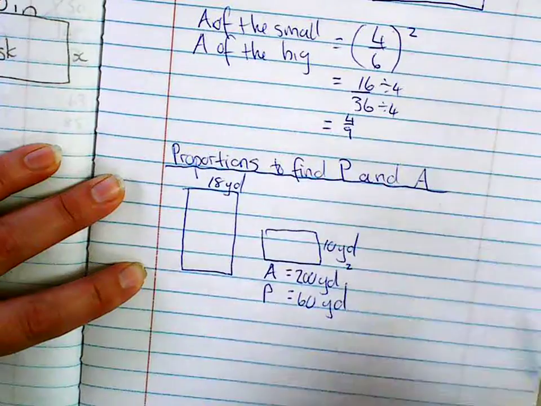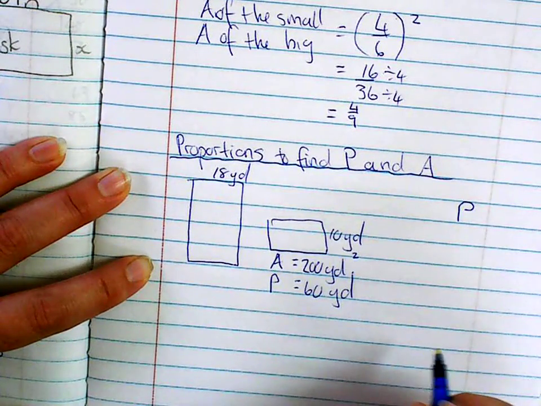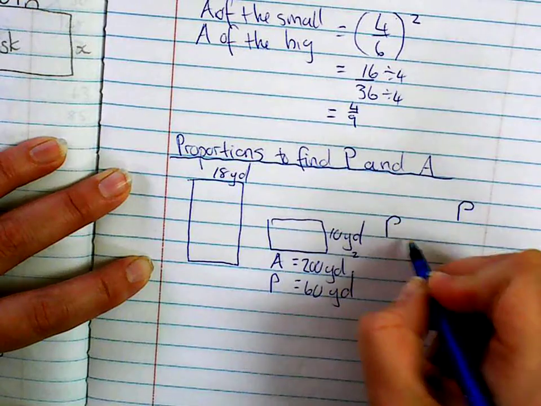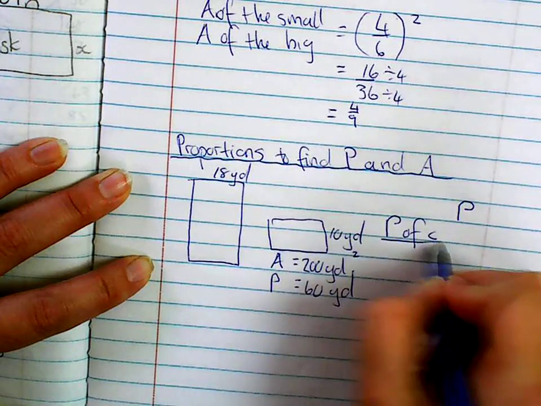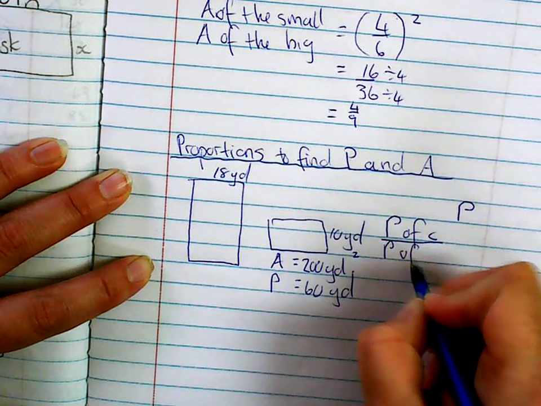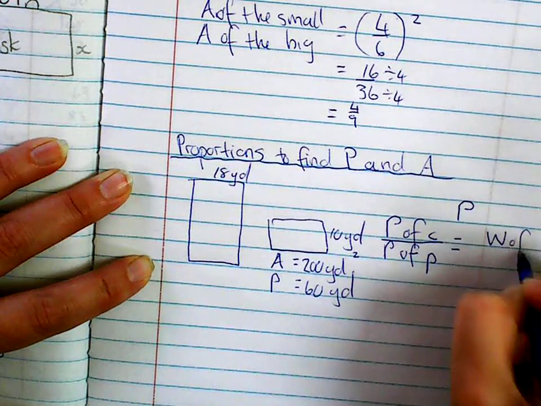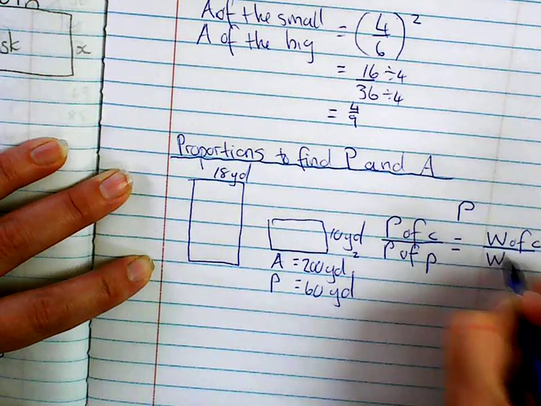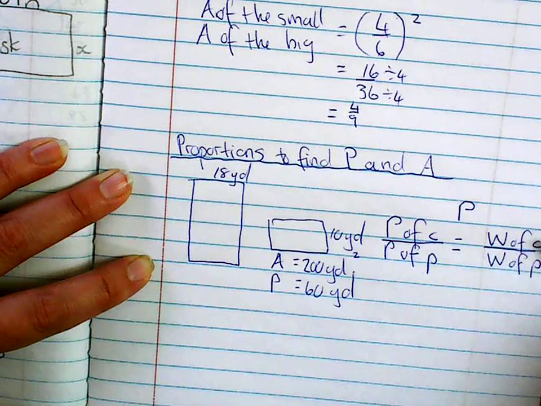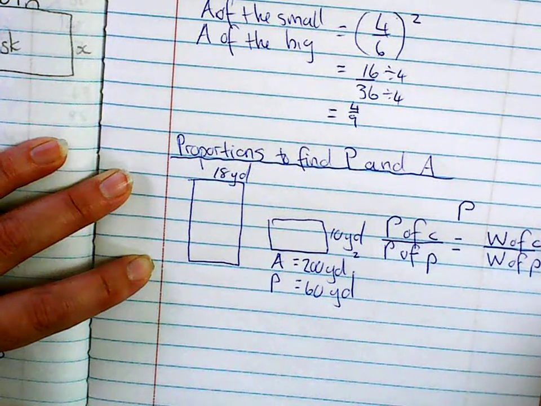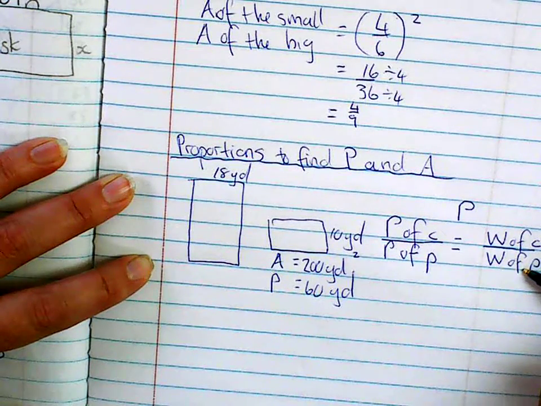So to find the perimeter, I'm going to do this. The perimeter of the tennis court over the perimeter of the pool equals the width of the court over the width of the pool. Please take note. If I have the court at the top, I must keep the information of the court at the top. If I have the perimeter at the bottom, I must keep the perimeter at the bottom. And now I do this.